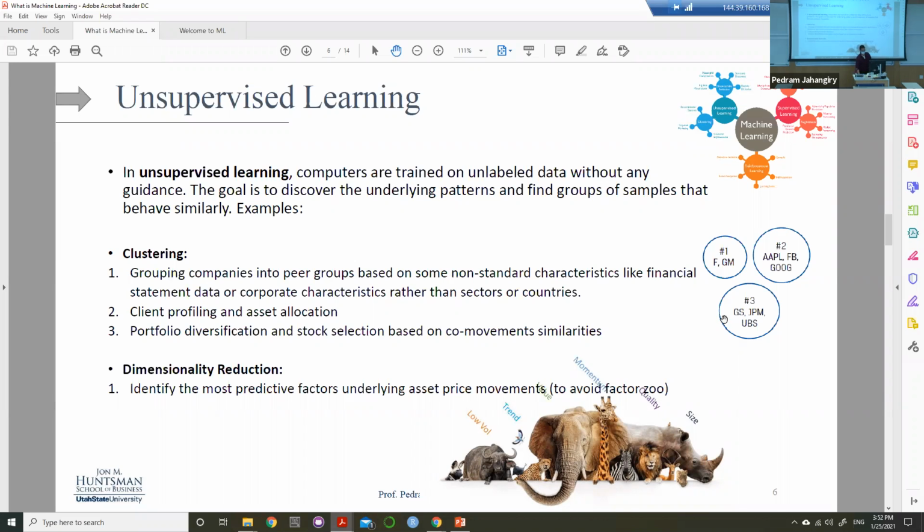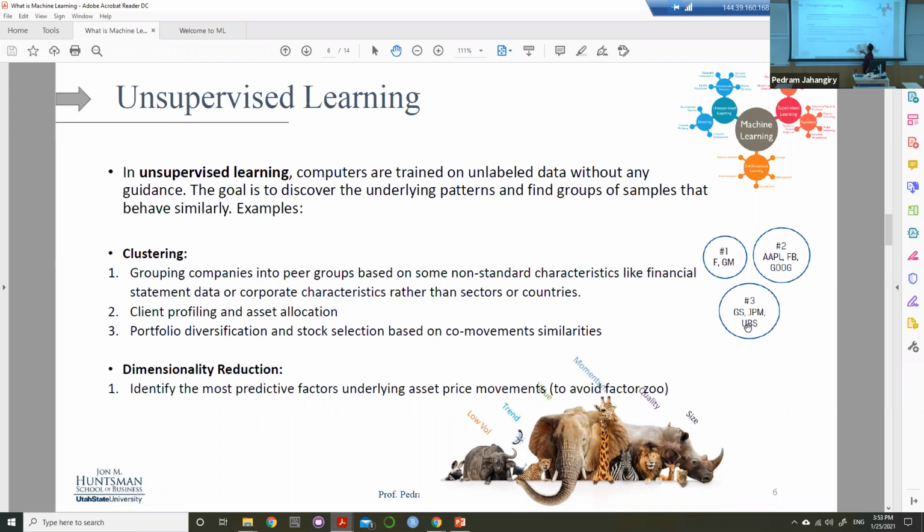So this is an example that we're going to cover in the class. This is in the CFA reading, and I'm going to cover it in the class. So imagine I have Ford, GM, Apple, Facebook, Google, and Goldman Sachs, JP Morgan, and UBS, right? Usually we think that Ford and GM must be in the same group, and then maybe Apple, Facebook, Google in the same group, and Goldman Sachs, JP Morgan in the banking sector, right? So this is what we believe.